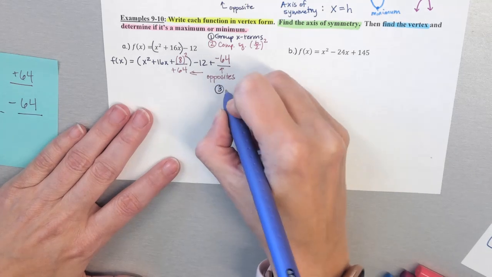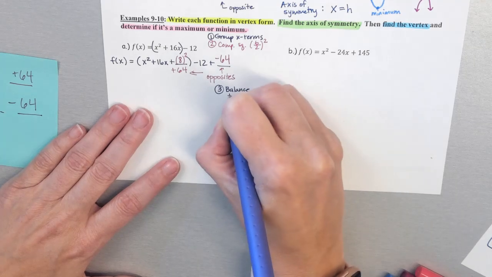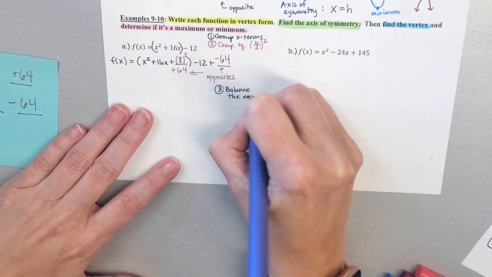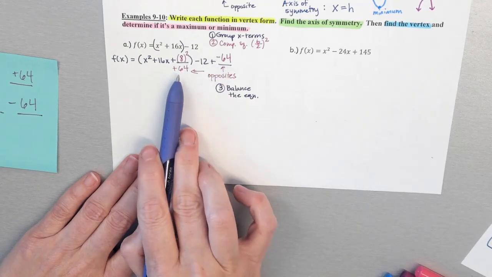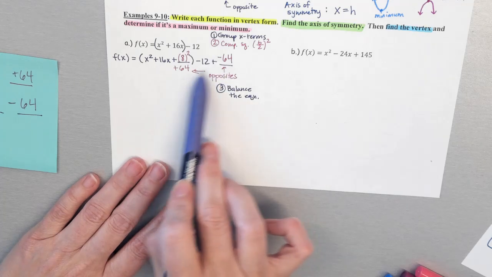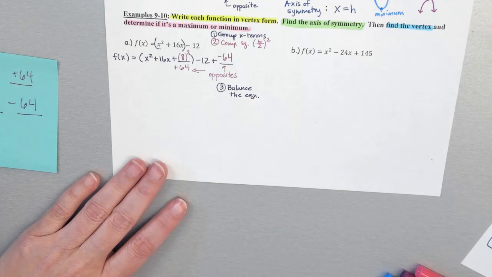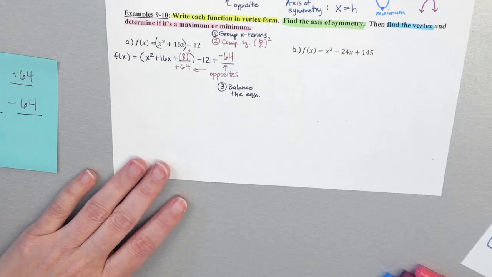Okay, so these two numbers should always be opposites. This is what we did: we balanced the equation. Those have to be opposites because if you add 64 and subtract 64, really, what did you add? You added 0. So did you change anything? No, you didn't change the value.